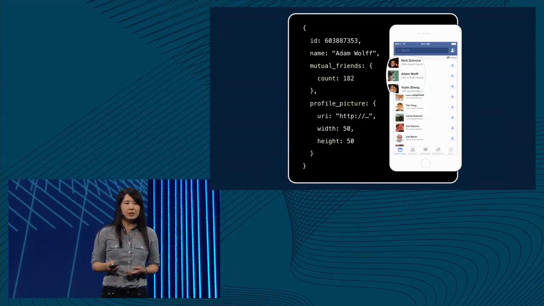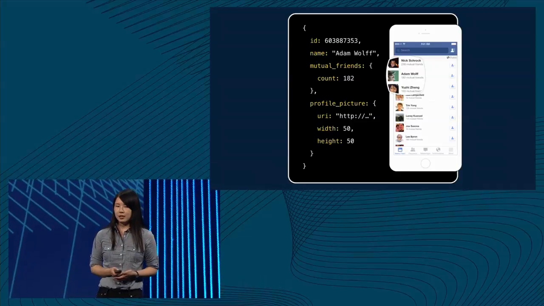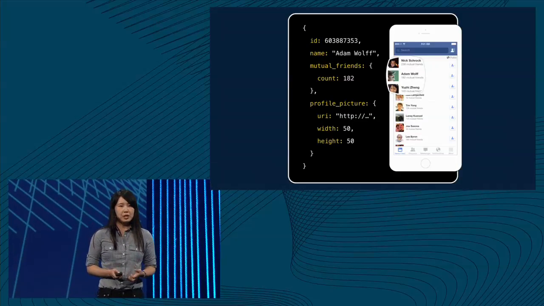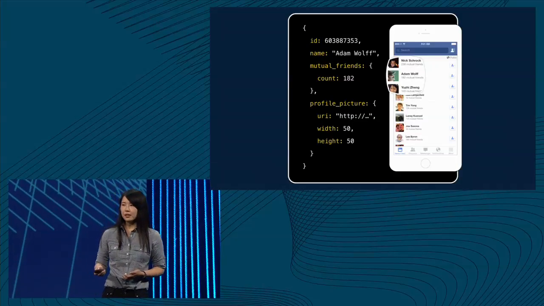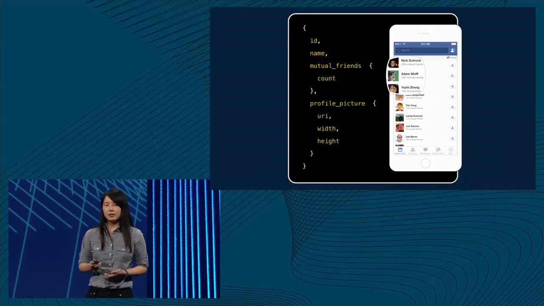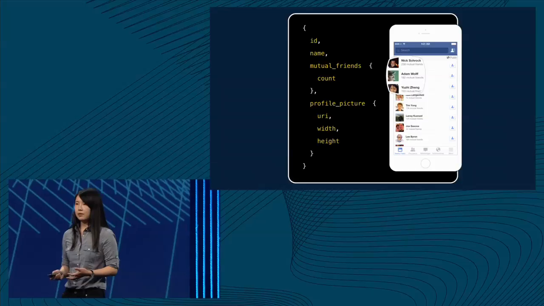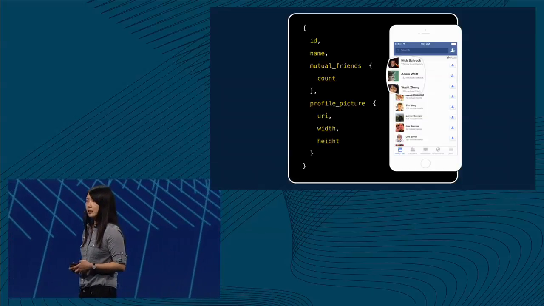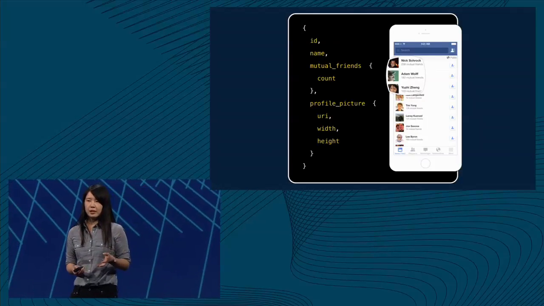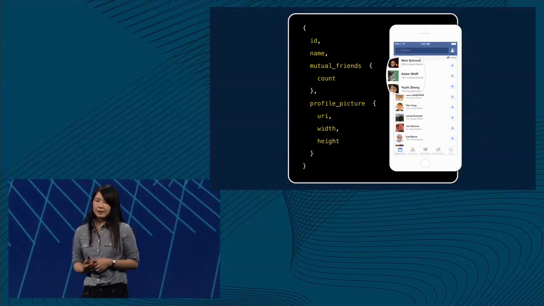Well, what if we just took the names of all the fields in this data payload and kept the structure the same? If we remove all of the values, what we're left with is exactly a GraphQL query. The query itself expresses the structure of the data that you want from the server, and it's easy to tell just by looking at this query what we expect the server to give us back.